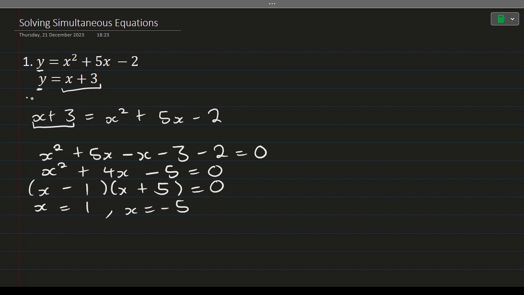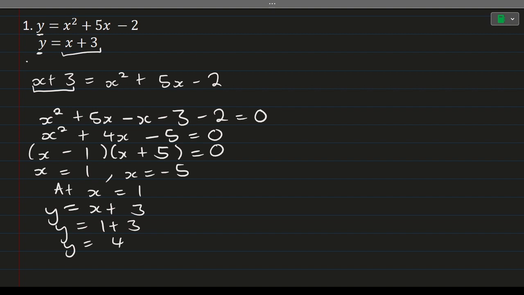Now let's find the y coordinates. We have the x values now. So at x is equal to 1, we will use the linear equation y equals x plus 3. So let's substitute x with 1. Y equals 1 plus 3, which gives us y equals 4. So therefore the answer here would be 1, 4.